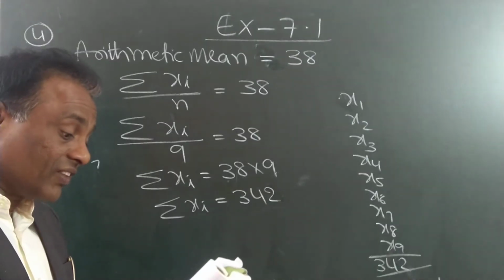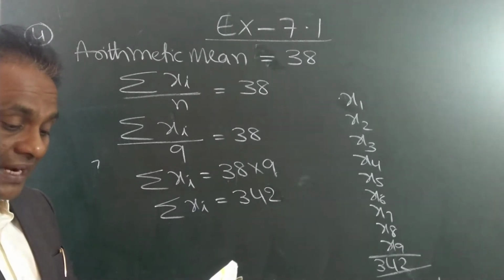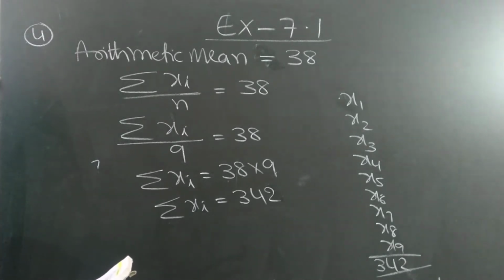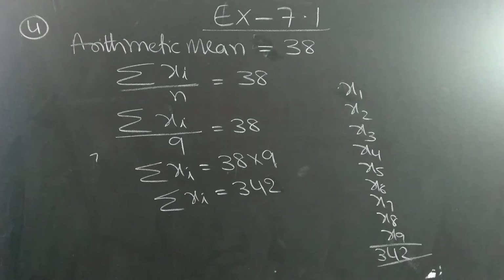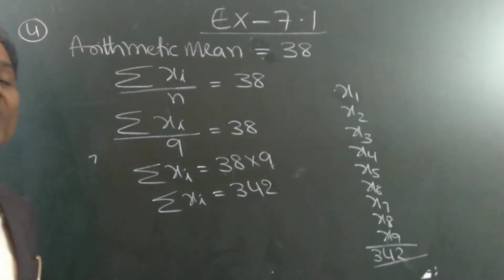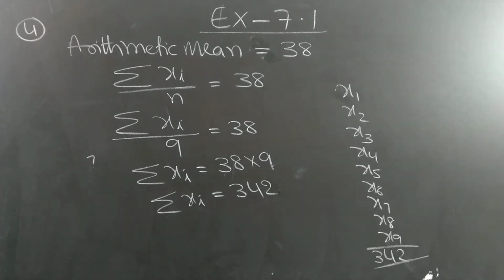27 is mistaken for 72. What is the meaning of that? 27 mistaken for 72, just think of it. I will explain, but you also think. What is the meaning of it?